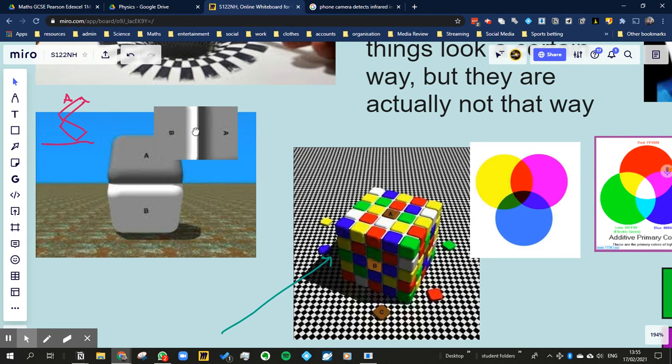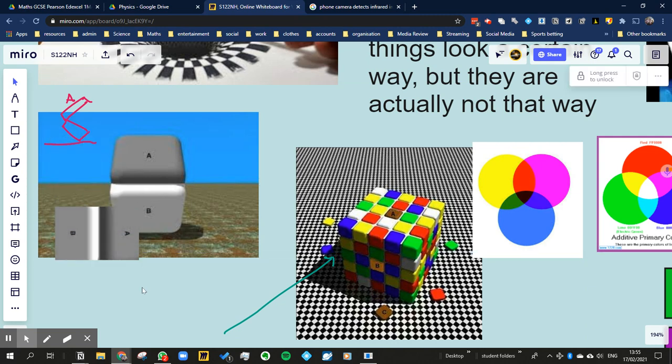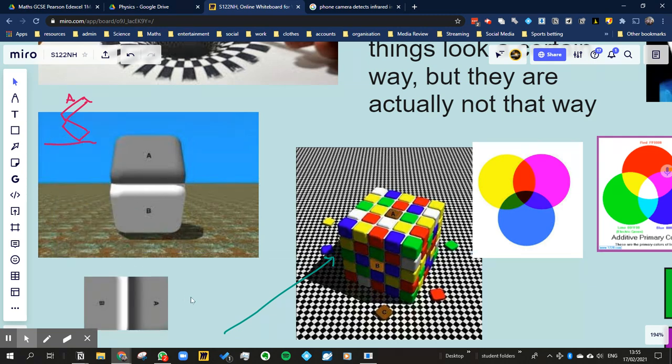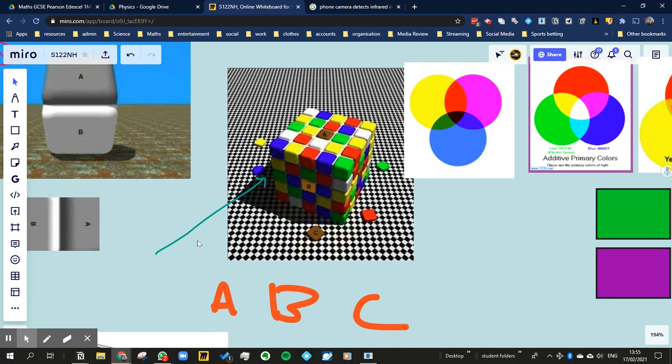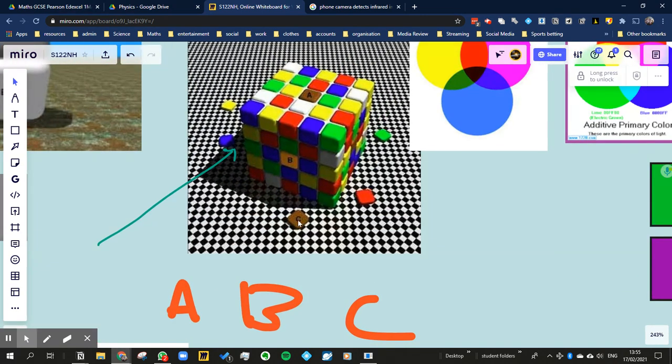If we do the same with the other one, obviously A is the same color, but it's also the same color as B. So A and B really are the same color. It doesn't look that way because we are using our imagination to imagine what situation we're looking at here. So we do the same thing over here. We've got C, B, and A, and they are in fact all the same color.